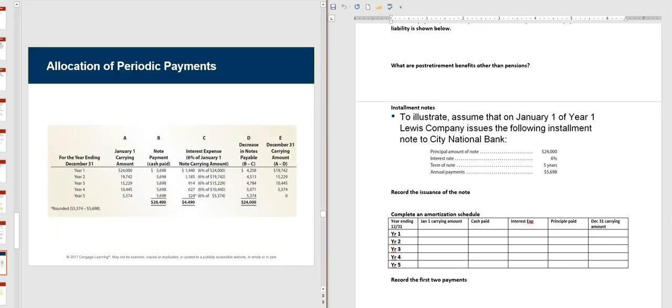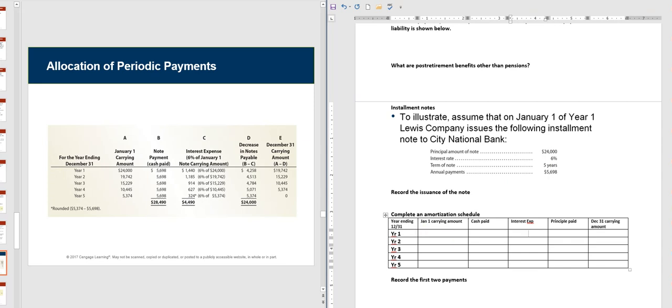Okay, so if you can see that, not sure if you can or not, but your January 1st carrying amount is the $24,000. My cash paid is the $56.98, and in fact, you can fill in cash paid $56.98 for all 5 years because that's my annual payment. My interest expense is simply the January 1st carrying amount, that's my principal, times my rate of 6%, times my time, which is 1 year. Okay, so 12/12, because sometimes you'll do this monthly.